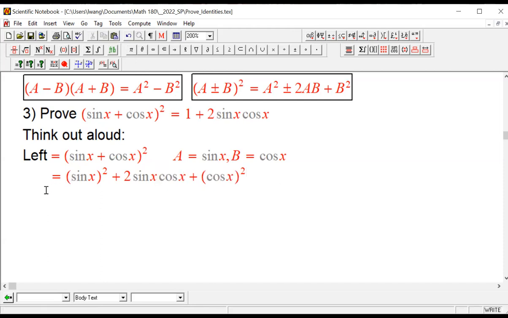You see? And then sine x multiplied by sine x, we use the shorthand notation, sine squared x, plus 2 times sine x cosine x, plus cosine squared x. Okay, so that's how the substitution is actually done.